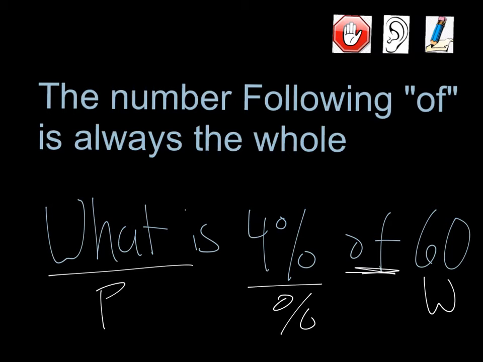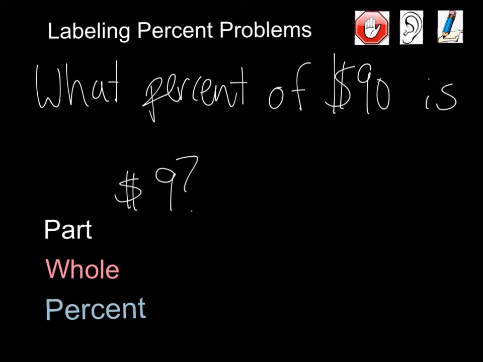So labeling our problems to get us set up in the percent proportion coming later. Have to label. Let's just look at 2 more quick examples about labeling. Then once you have everything labeled, that's the hard part. Get yourself set up in proportion and then use your methods later. So let's label this one. Again, we're looking for a part, for a percent, and for a whole.